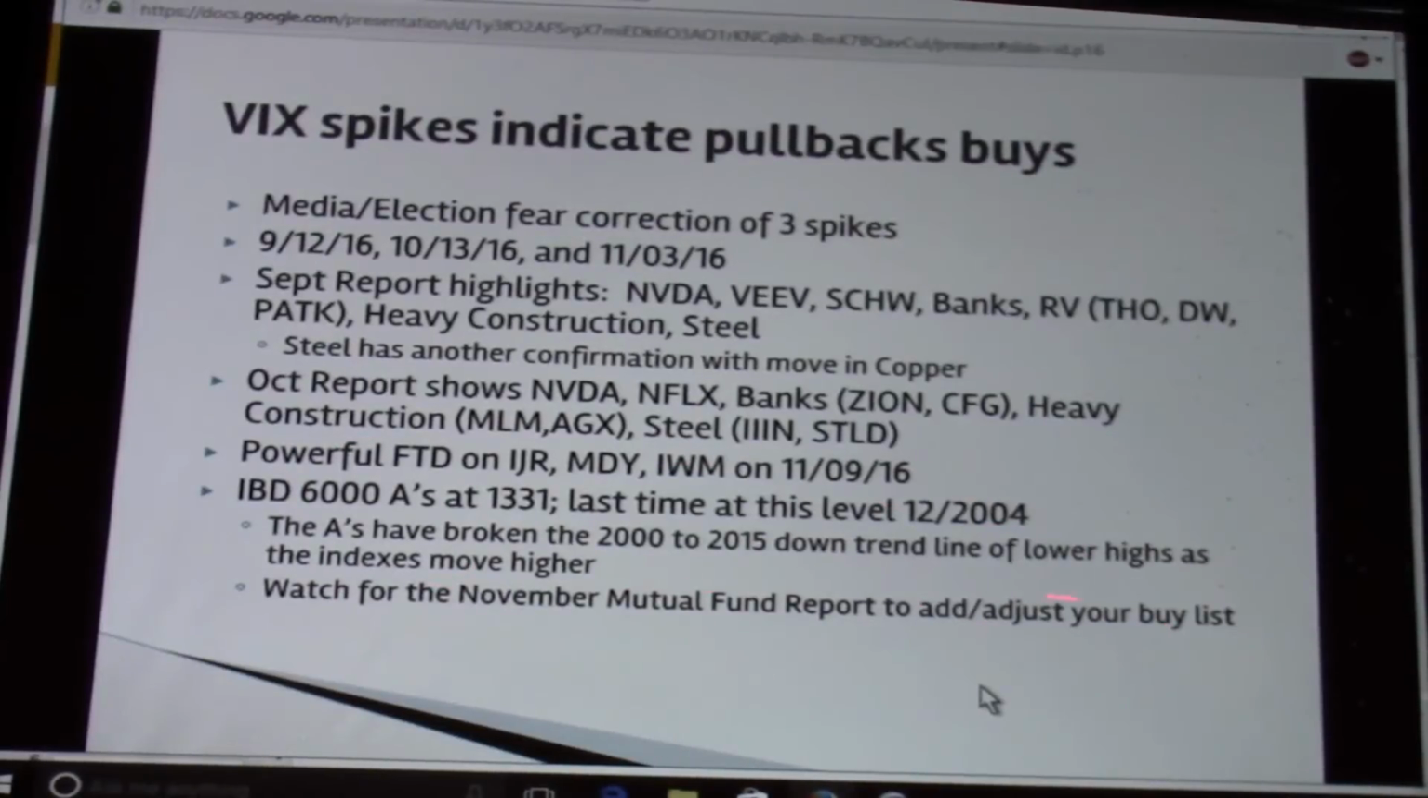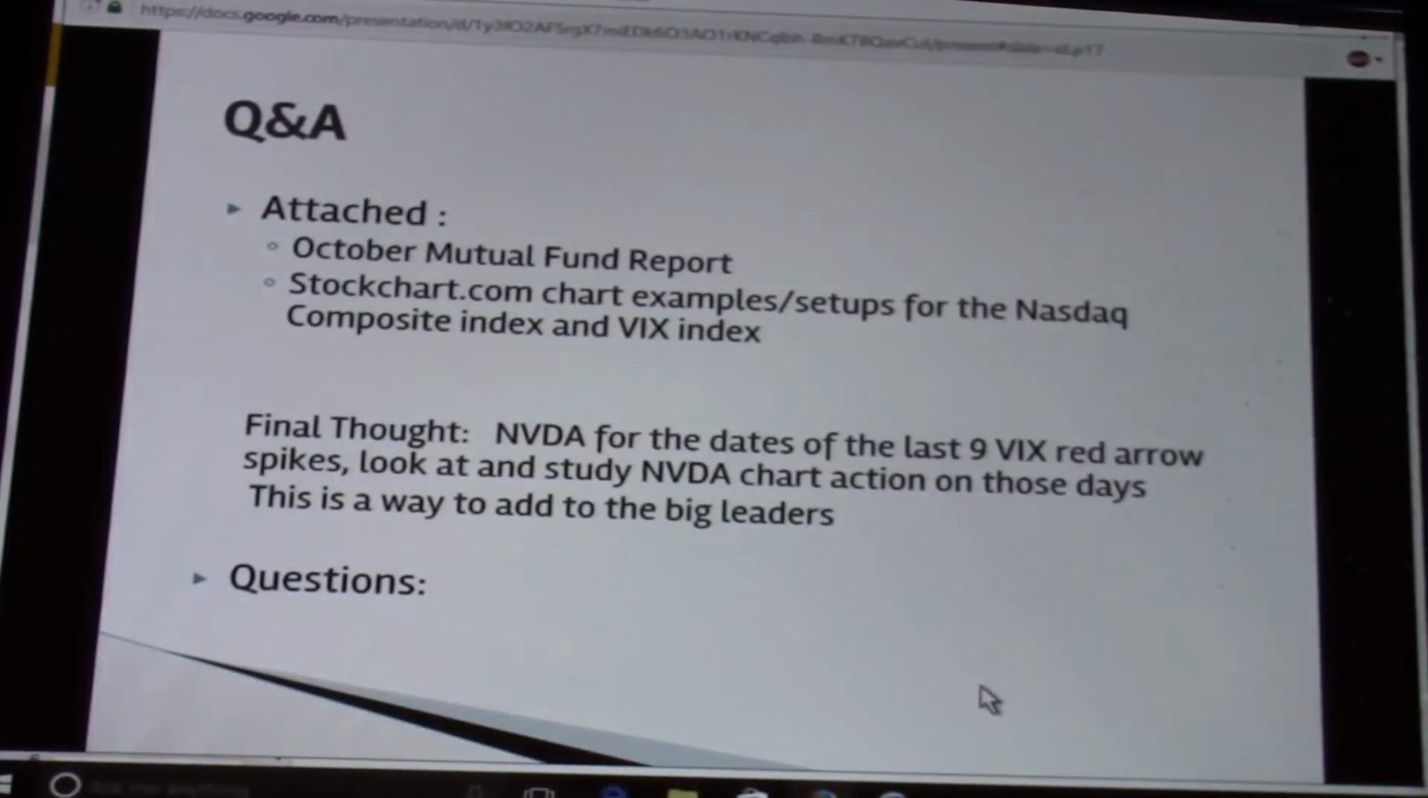And then you got another mutual fund report. This is probably going to give you hints of what are going to be the sector leaders when you compare the ones with the best fundamentals that have been on the other mutual fund reports. Okay? So I've attached 3 things that I want to go through: the October mutual fund report, the stock charts for the NASDAQ Composite and the VIX.